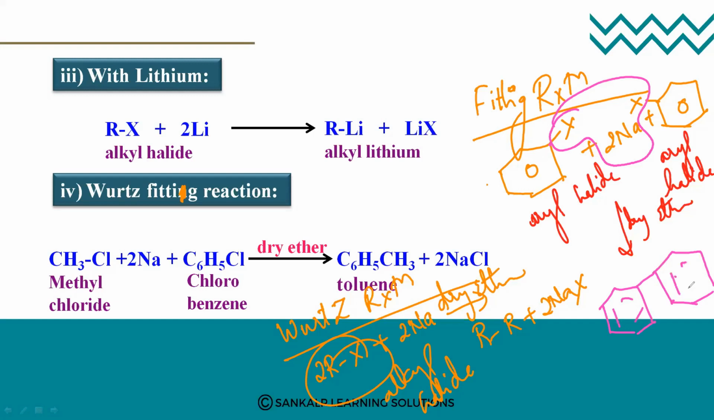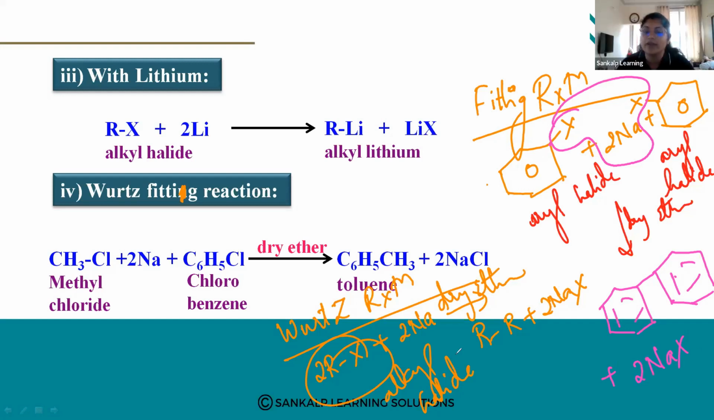So in the Fittig reaction you are taking the aryl halides, and in Wurtz reaction you are taking the alkyl halides. Diphenyl is formed and 2NaX is formed. This is the Fittig reaction. Wurtz reaction is with alkyl halides and Fittig reaction is with aryl halides. So these are the reactions.